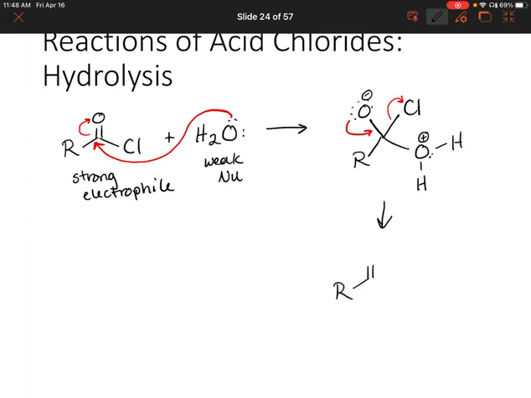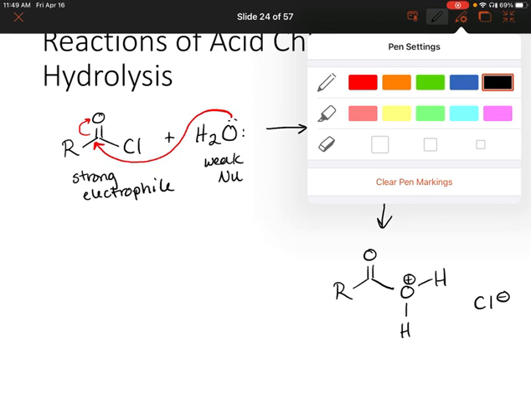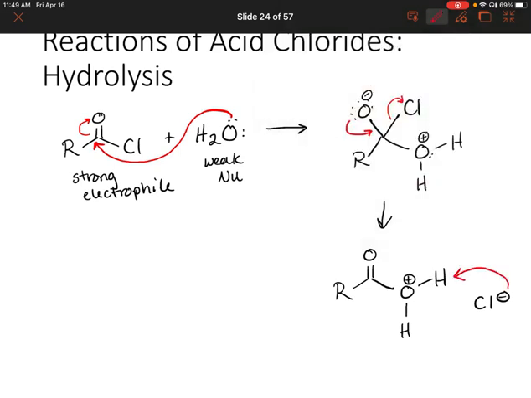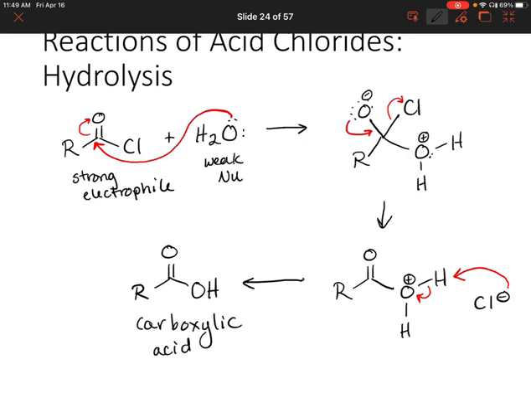So now we've reformed that carbonyl group, but we still have our water group that's attached. So the chloride ion that we just kicked out can grab one of the protons, and that's going to now neutralize our positively charged oxygen. So now we have created, or recreated maybe, our carboxylic acid. And we've also produced hydrochloric acid.